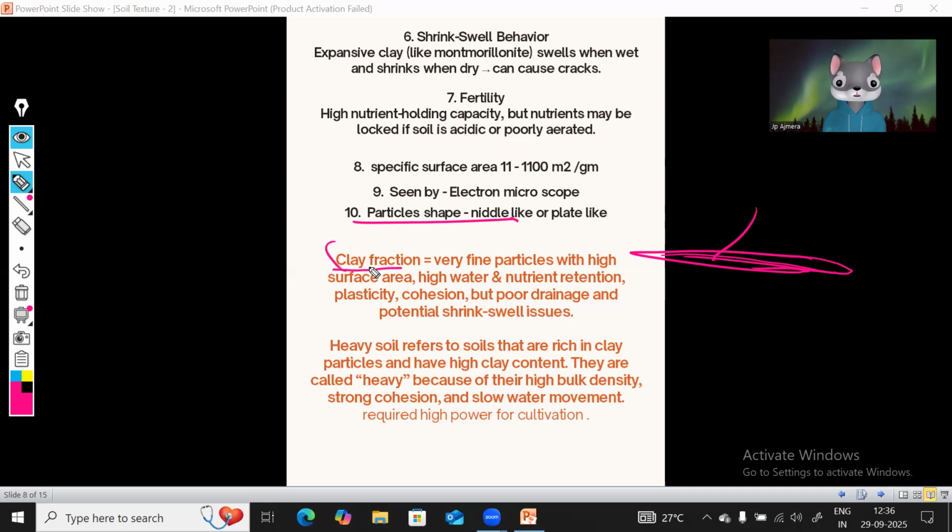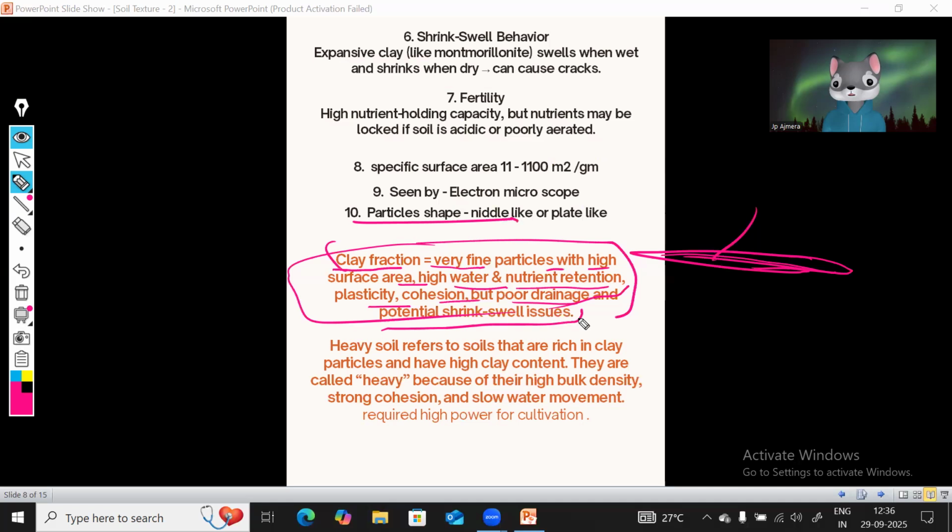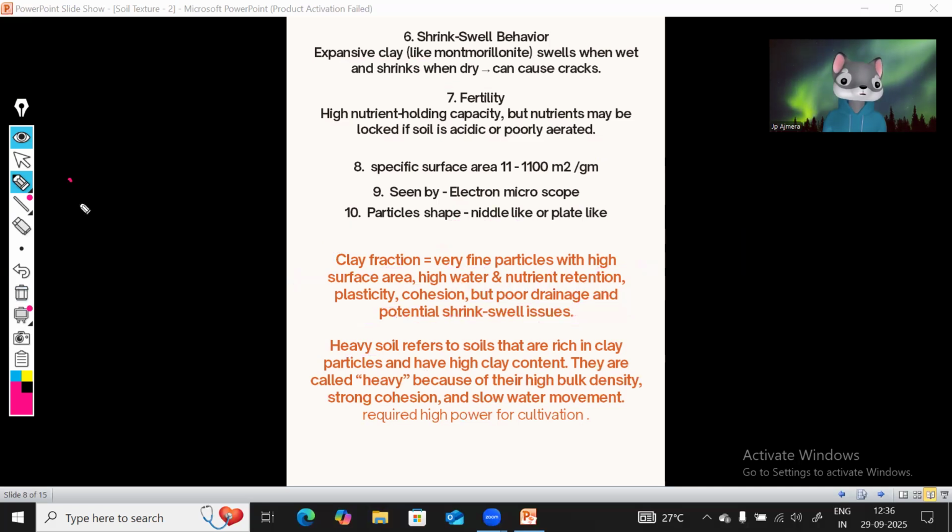What is the theory? Very fine particles with high surface area, high water retention, plasticity, cohesion, poor drainage, and potential of shrinking. This is the correction of what we studied on the board. Heavy soil refers to soil which has clay particles and high clay. Heavy soil, we already discussed.